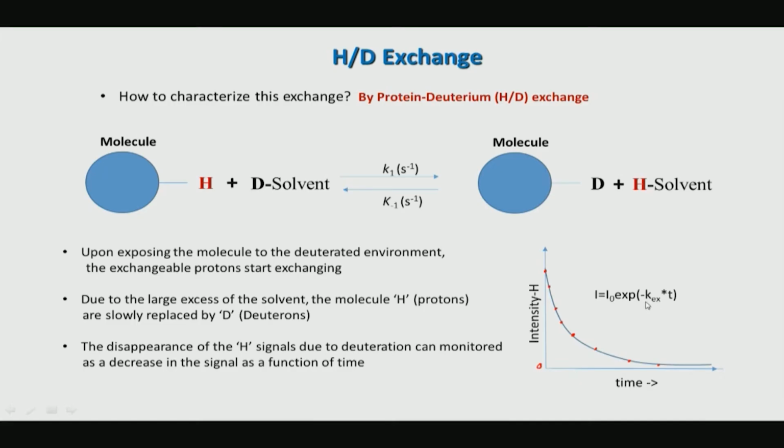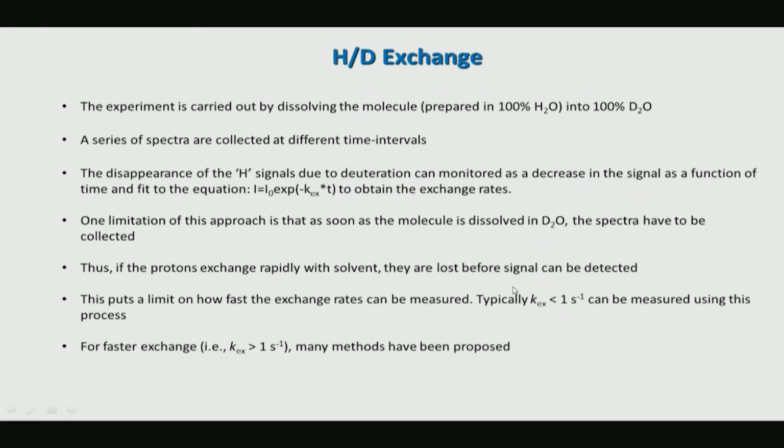So, there are a lot of methods known in the literature to measure the exchange rates. Typically this is how the experiment is done. The experiment is carried out by dissolving the molecule in 100% D2O, and then a series of spectra are collected at different time intervals. So, every 5 minutes or 10 minutes you measure, and then as we saw, you fit that decrease in the intensity to this particular equation to obtain the exchange rate.